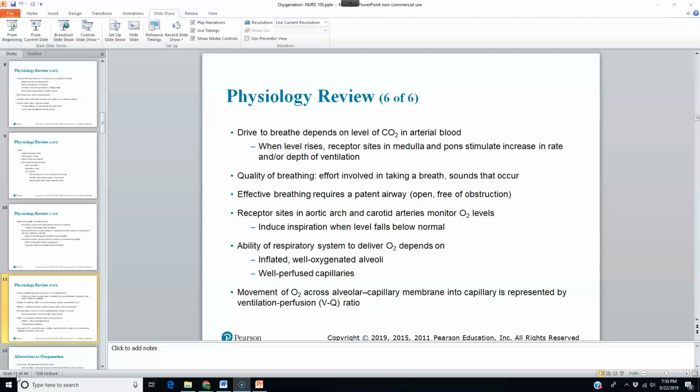So when you understand how this movement of O2 across that alveolar capillary membrane is represented by that ventilation perfusion, or that VQ ratio, there should be a certain concentration of oxygen and carbon dioxide that dictate that movement across that membrane. But many times our patients will have some kind of illness or defect that causes that VQ ratio to be abnormal.